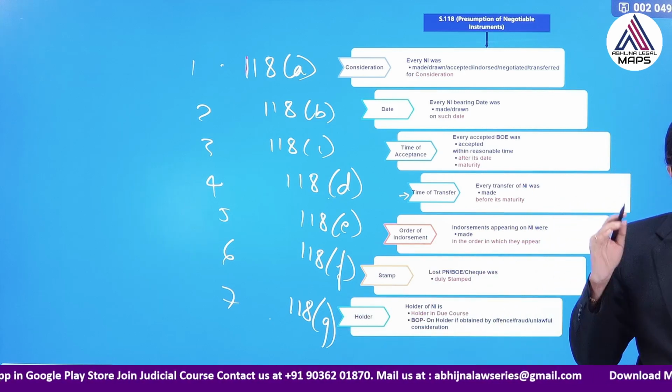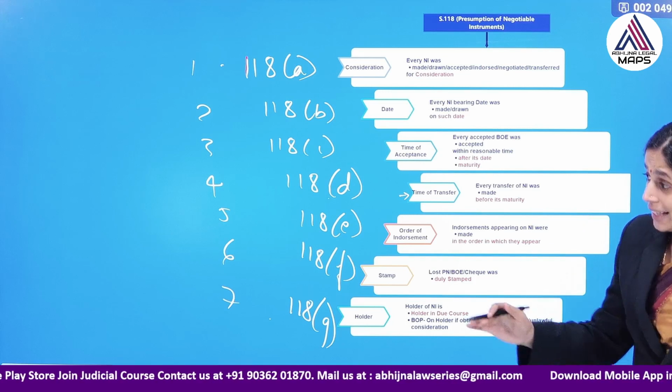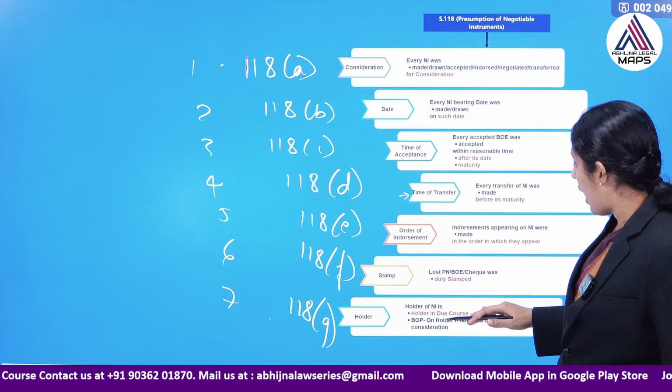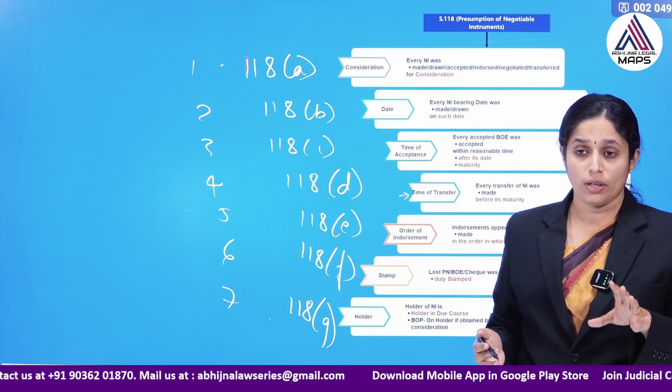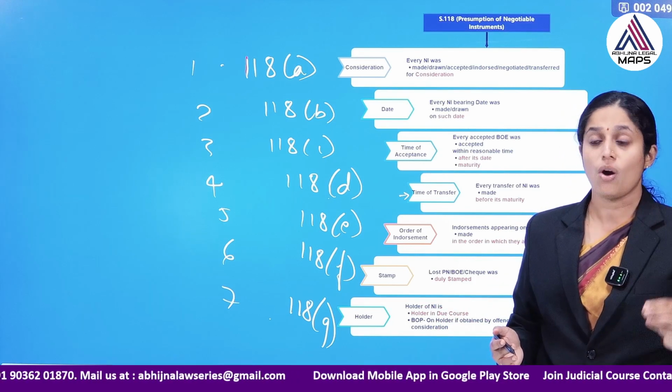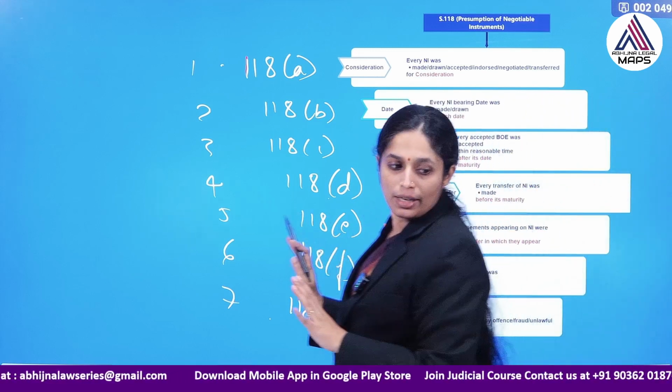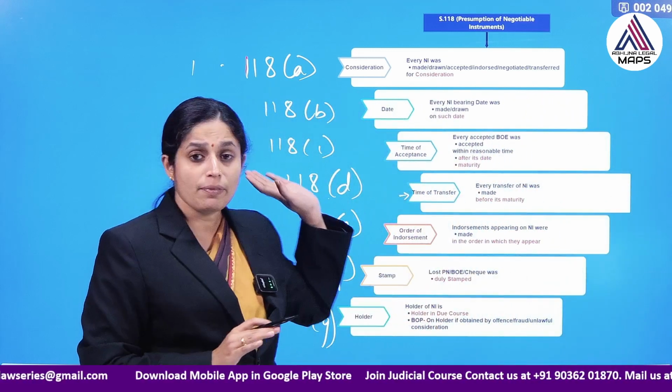All the holders are presumed to be holders in due course, unless the burden of proof shifts where the holder has obtained it from a lawful owner by way of offence, fraud or unlawful consideration. Okay? So, these are all regarding our 7 kinds of presumptions.